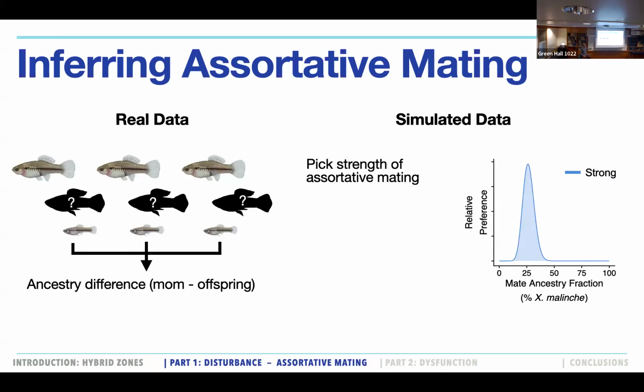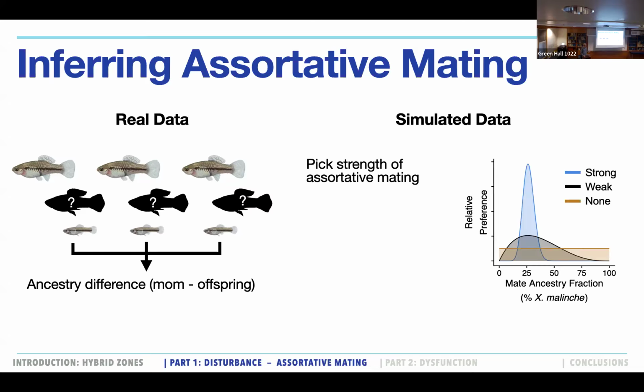So we can imagine strong assortative mating, where we really don't want to mate with anyone that's much different than us. We can have weaker assortative mating, where there's still a preference for individuals similar to you, but you will mate with most anyone. And then finally, we can have true random mating, where your likelihood of mating with somebody is uniform with respect to their ancestry.